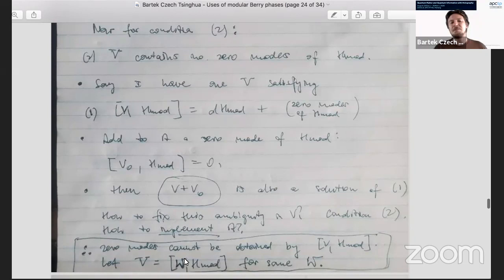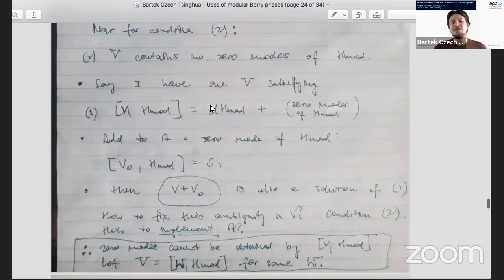It's necessary and sufficient because we can think about the commutator of anything with H mod as a linear map that takes operators to operators. And so what we're really doing is we're trying to say, I want V to be in the image of this map. But there are various V's, and what I'm trying to do is mod out by the kernel of this map, I guess is the right phrase. I'm not using the right phrases right now.